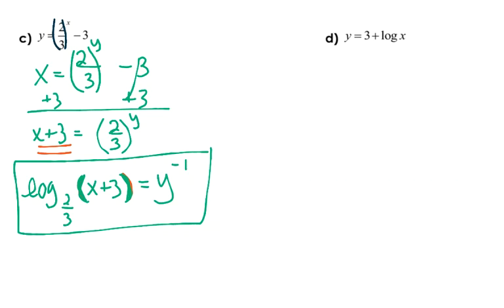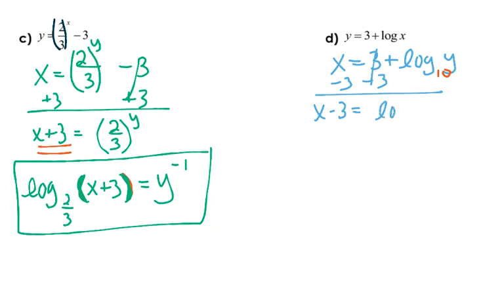Alright, last problem. First step, change your x and your y. So x equals 3 plus log y. Maybe you want to fill in the base because it's not there, so it means it's a base 10. Alright, we're trying to get y by itself. I can subtract this 3. So I've got x minus 3 is equal to log base 10 of y.